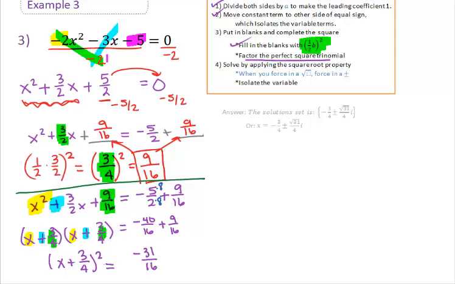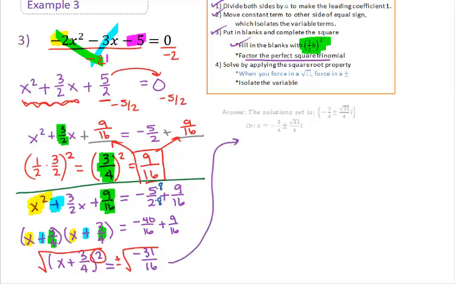Now I have my complete the square process set up. So now I have finished step number 3, and I need to isolate my variable by using my square root property. It says to get rid of this square here, we're going to force in a square root. And whenever you force in a square root, you will also force in a plus or minus.